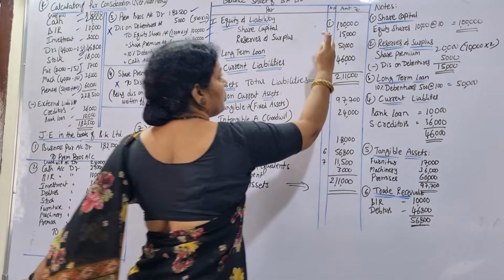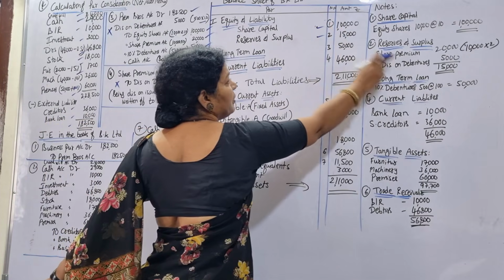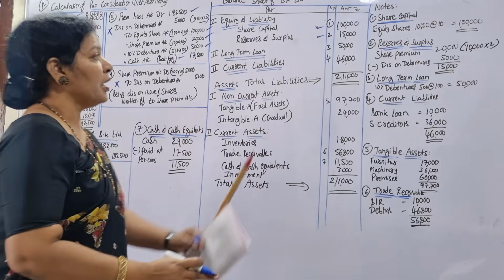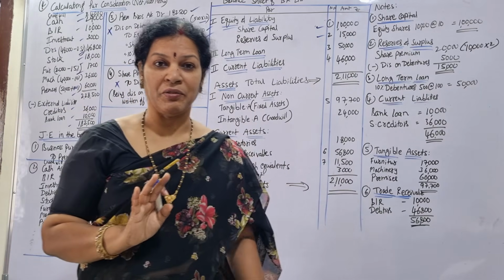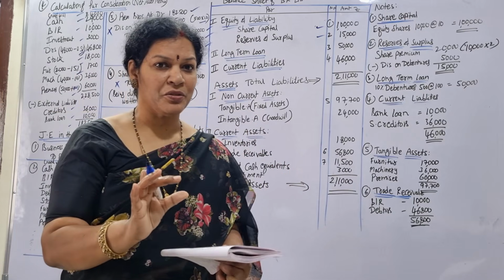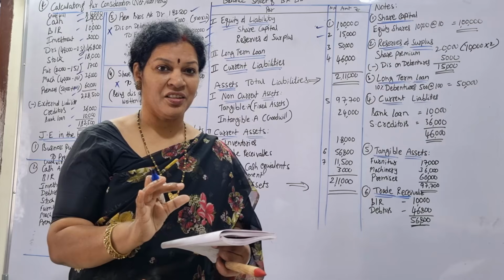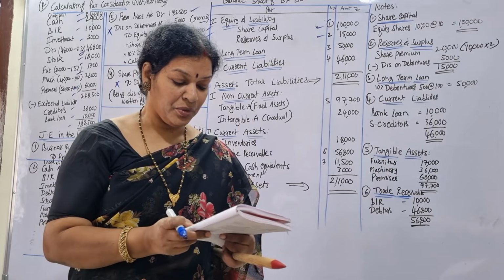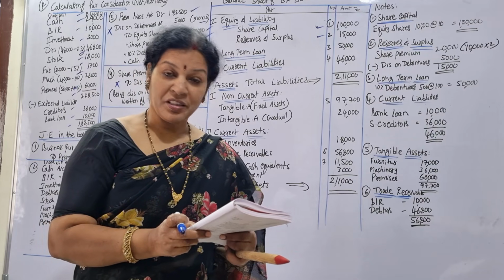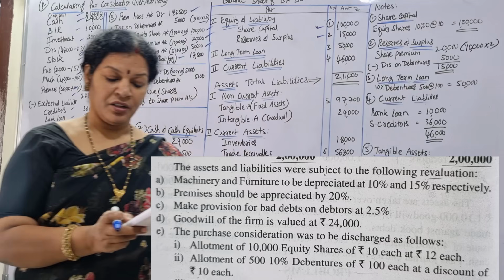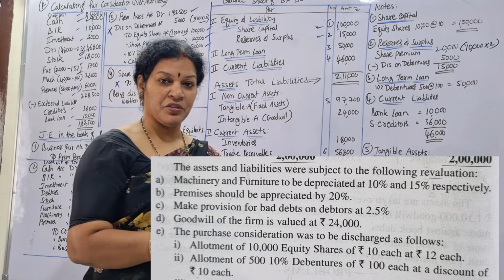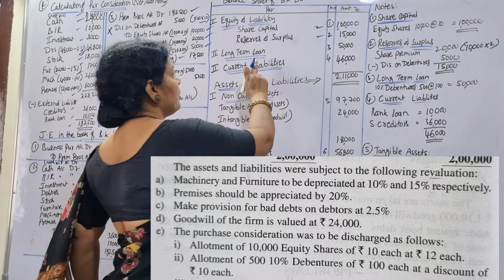So share capital, you got it 1 lakh, reserve is 15,000. Then after that, long term loan. In the balance sheet it is not given as a long term loan, but in adjustments we found debentures. Allotment of 500, 10% debentures at 100 rupees each. Debentures we can say as a long term loan.